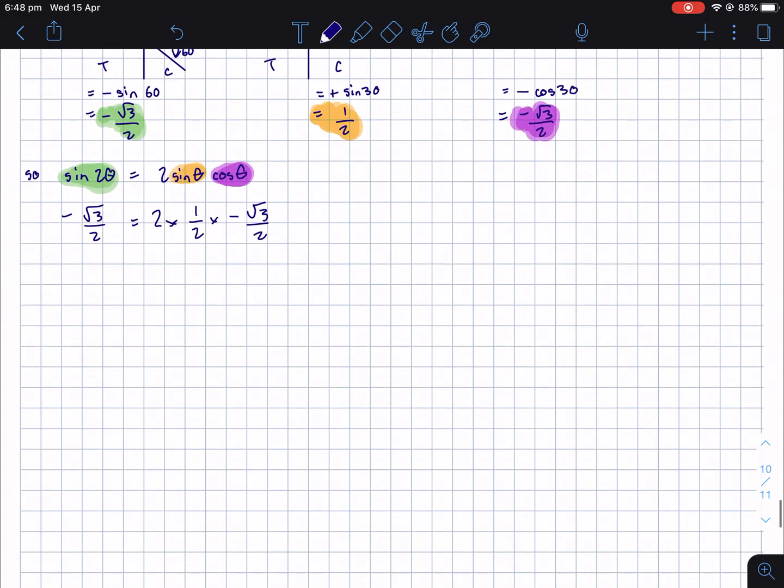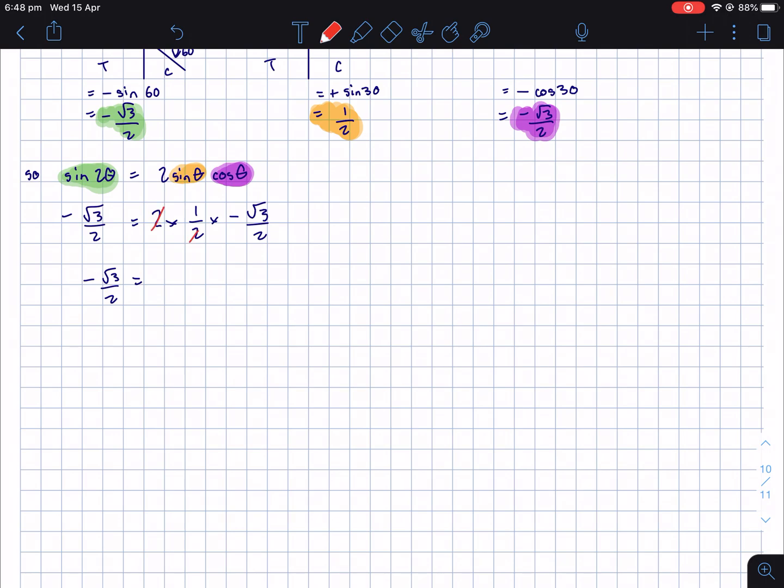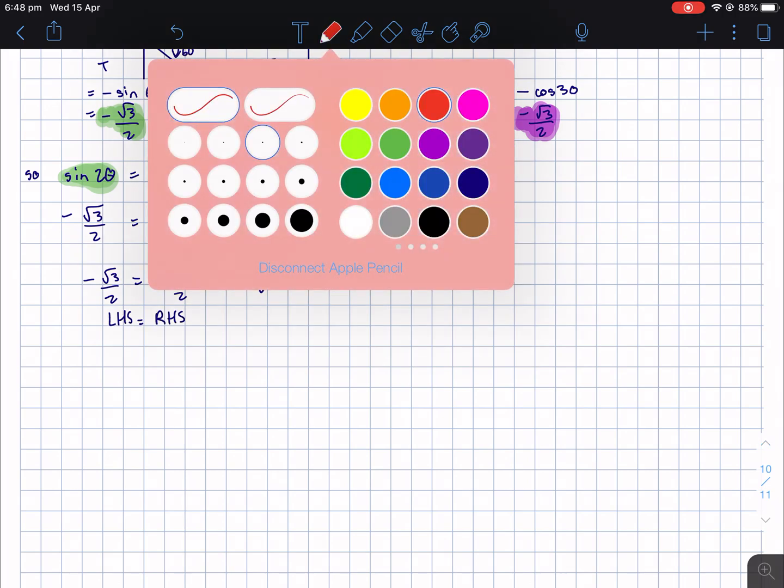Okay, so on the left-hand side, we've got negative root 3 on 2. On the right-hand side, if we cancel these out, we end up with 1 times negative root 3, so negative root 3 on the top, and just 2 on the bottom. So it's true. We've got the same thing left and right. Left-hand side equals right-hand side. We're done.